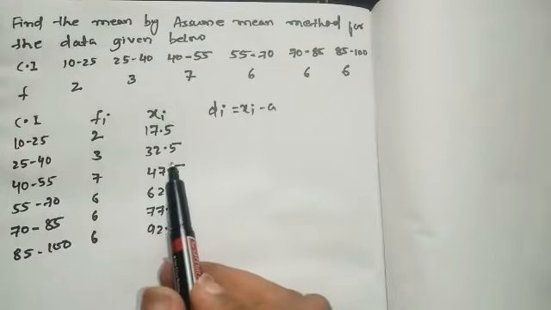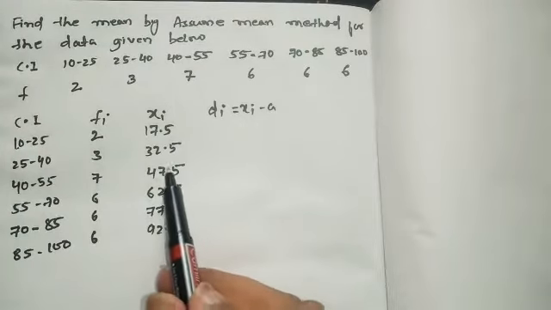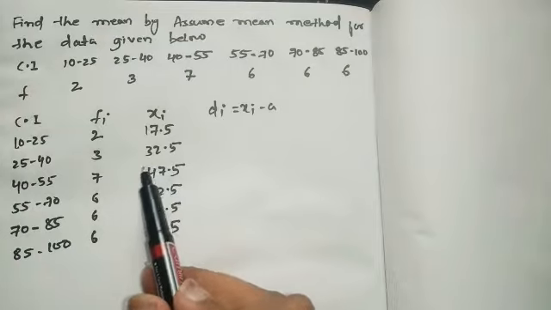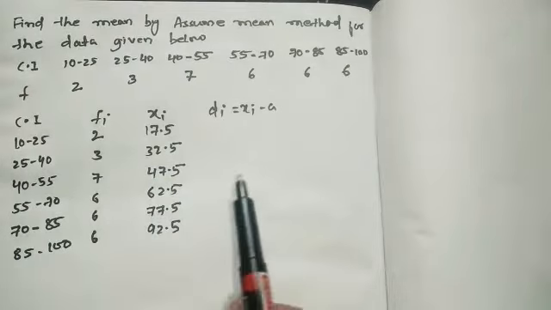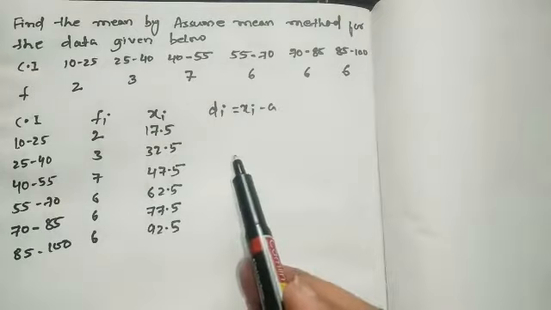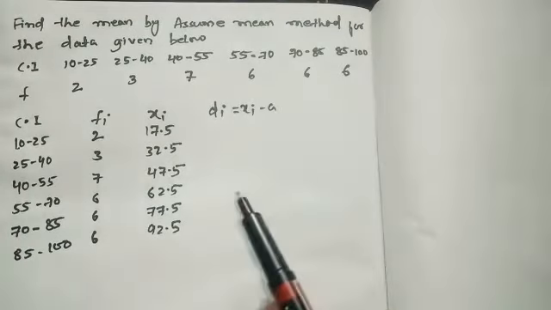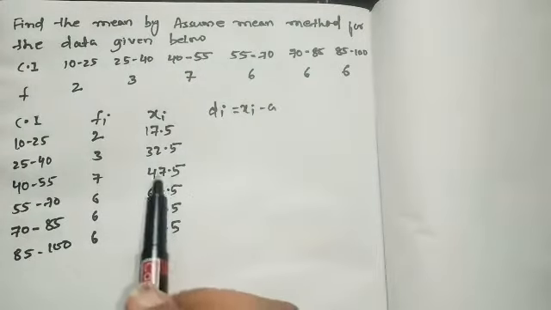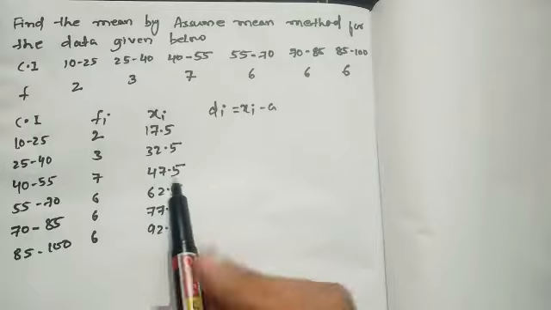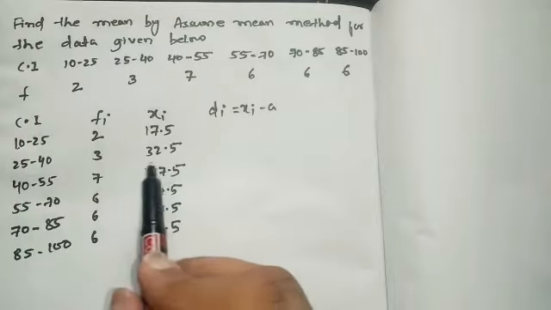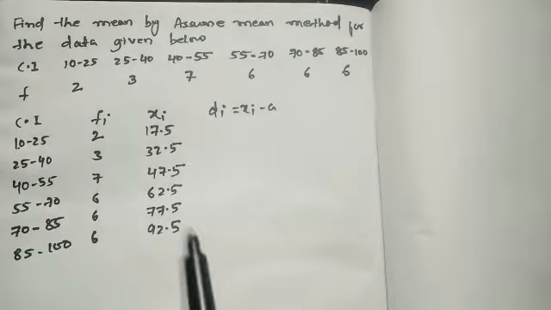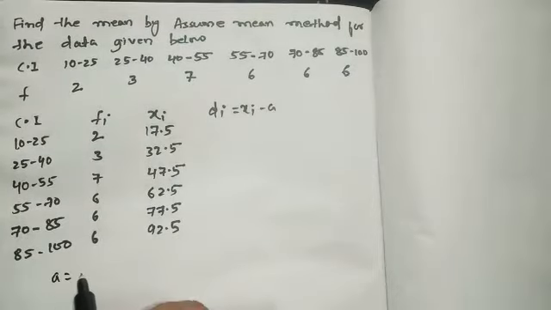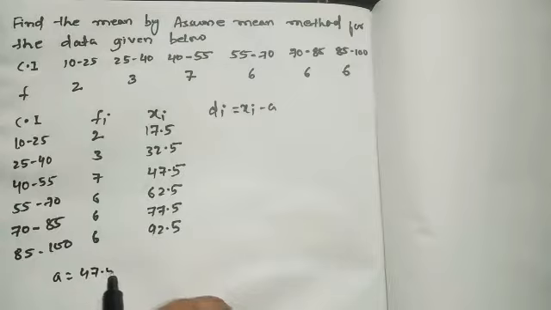But if you consider the middle value as a, then you will get smaller numbers. If you get smaller numbers, then it is easy for you to multiply or add. That's why we always consider the middle value. If there are 2 middle values, then you can consider any one of them. I am assuming a as 47.5.